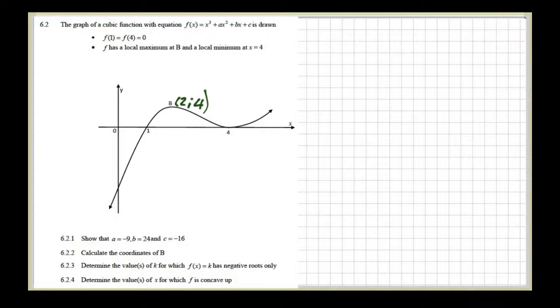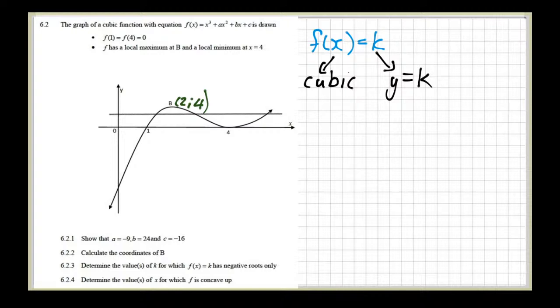What I like to do, personally speaking, when they ask me f of x equal to k, is look at this as two separate functions. In other words, a cubic function, f(x), as well as then y equal to k. Now, y equal to k is a straight line, a horizontal straight line. In other words, it will look something like that.